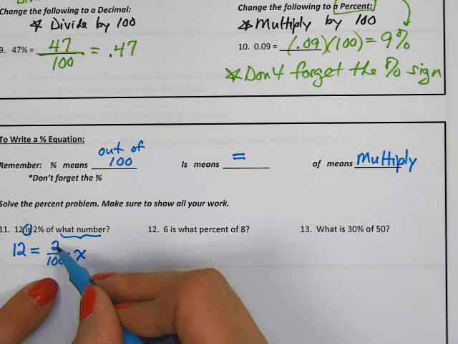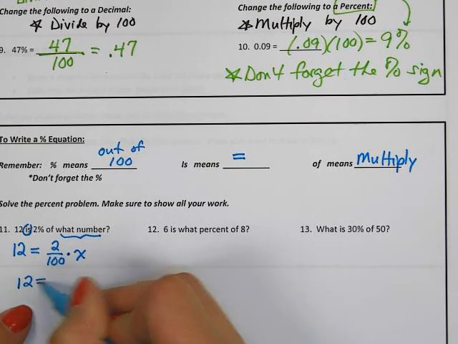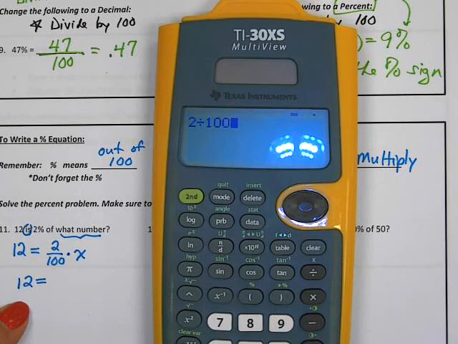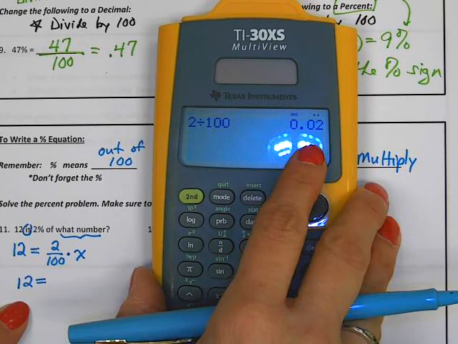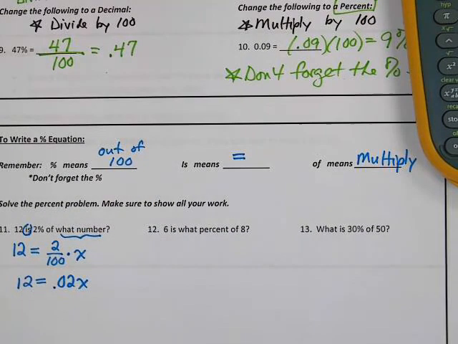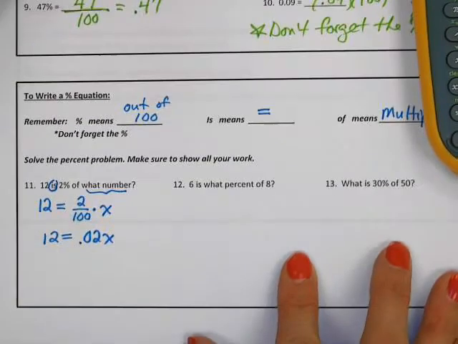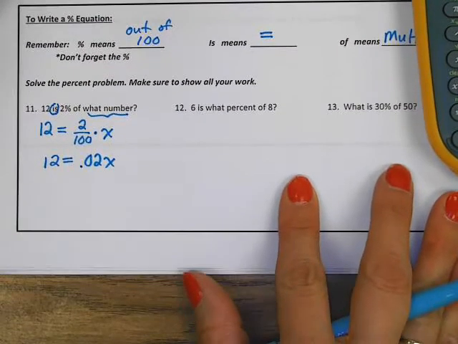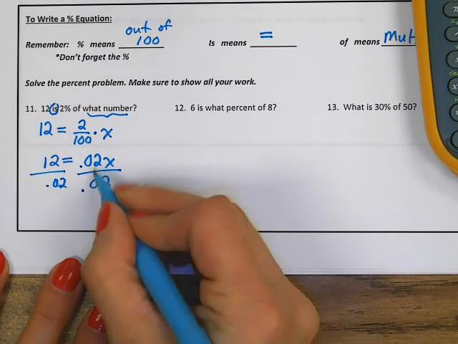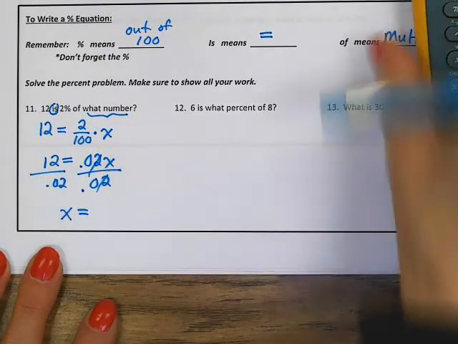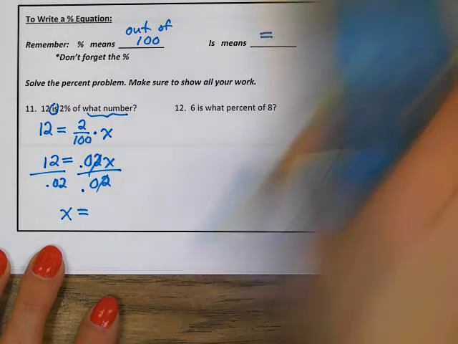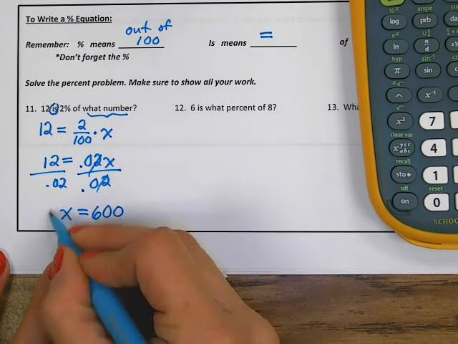Okay, the first thing we're going to do is divide these two numbers here. So write 12 equals, and we're going to take 2 divided by 100, and that's 0.02. So we have 0.02x. How are we going to solve for x when it's being multiplied by 0.02? We have to divide both sides by 0.02. Okay, and x equals 12 divided by 0.02, 600. X is 600.